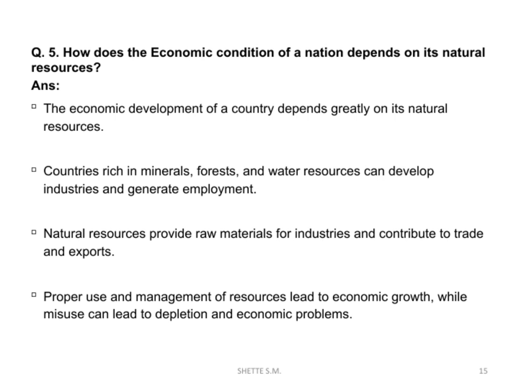On the other hand, misuse or overexploitation can lead to resource depletion, which can cause serious economic problems down the line. So, in summary, natural resources are vital for a nation's economic development, but responsible management is crucial to turning those resources into lasting prosperity. This idea ties into the broader theme of sustainable growth and responsible resource use that we've been discussing throughout this presentation.